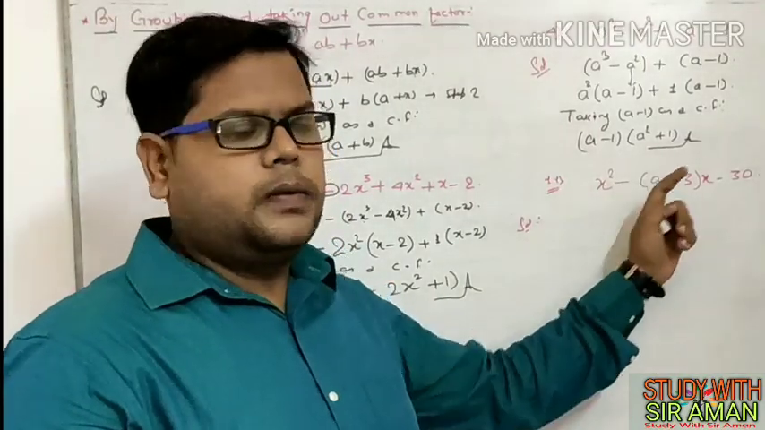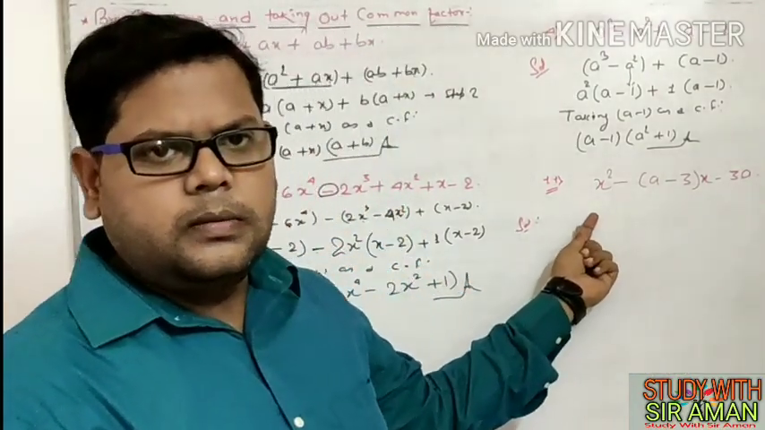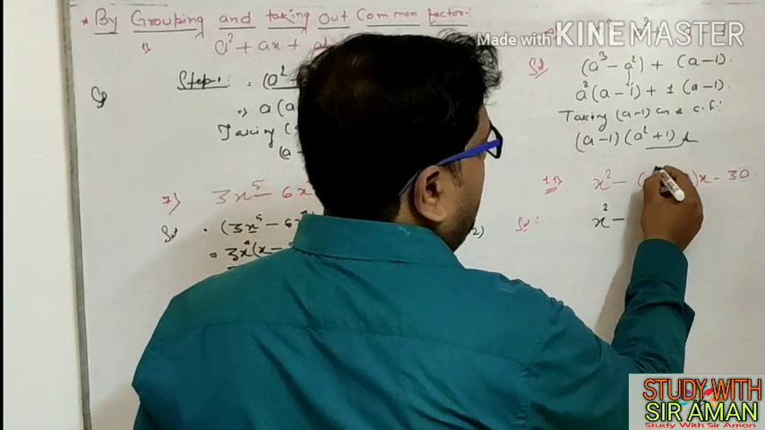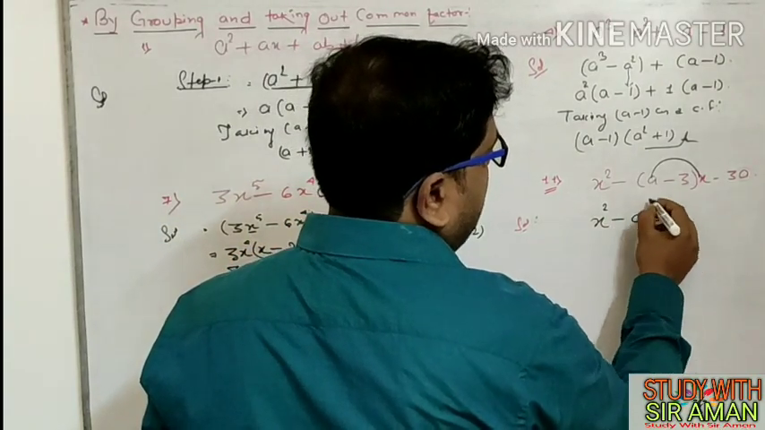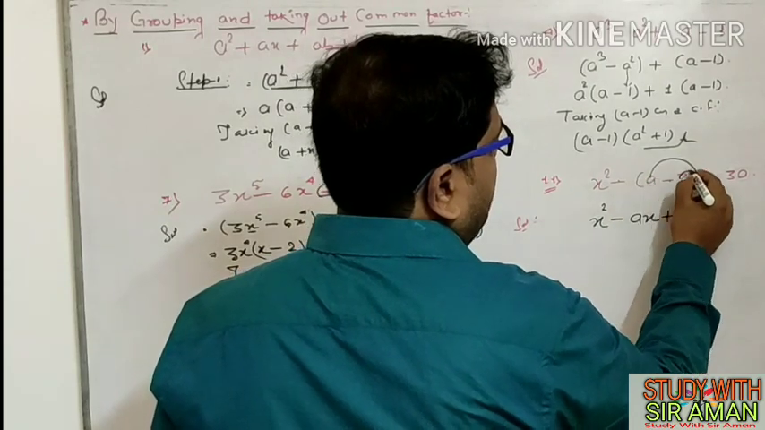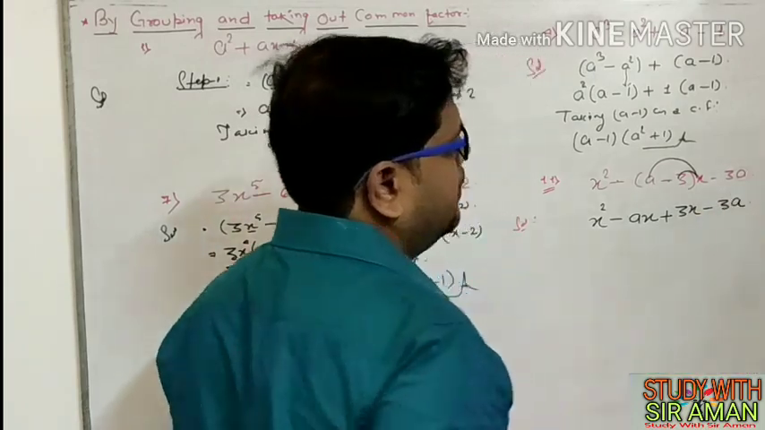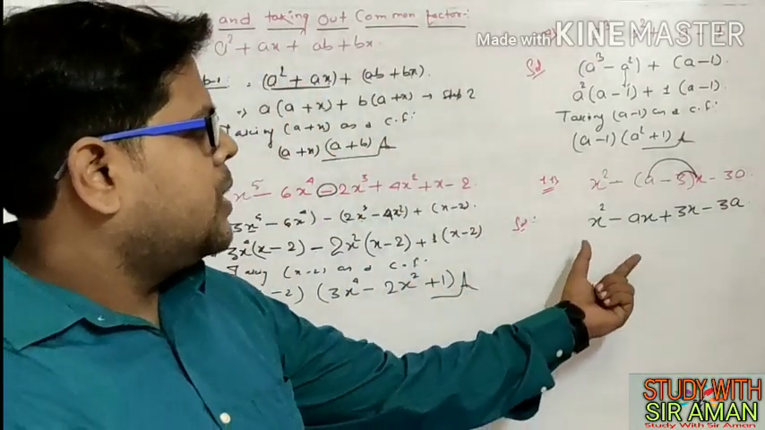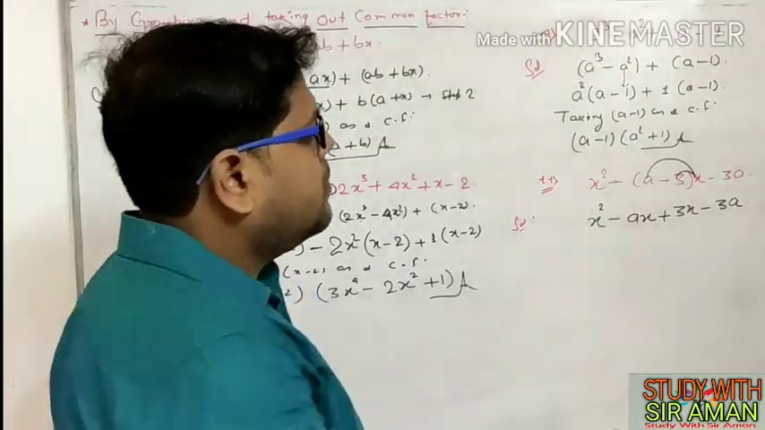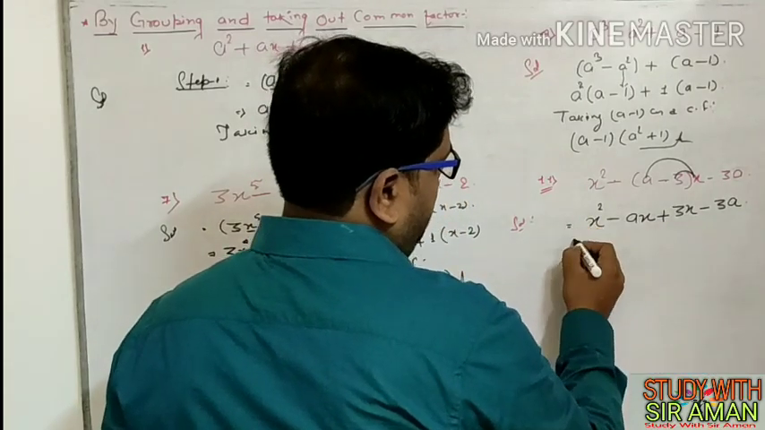New question for you. First we have to solve the question. X square minus a into x, ax, minus, minus, plus 3 into x, 3x minus 3a. Now you see something is common here. What is common here? You can tell me. X is common. What is common here? 3 is common.